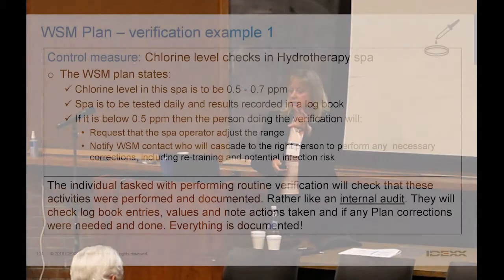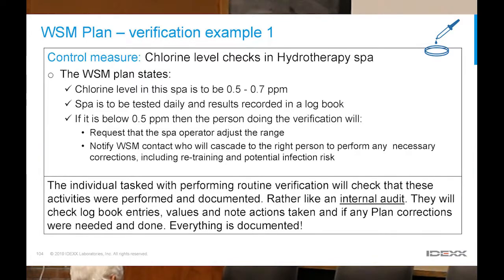So say, for instance, that you've identified that the hydrotherapy pool in the hospital or in the hotel or wherever you are is a risk. There's potential of hazard there, right? So you've said, we want to make sure that we control the risk by implementing a chlorine level between 0.5 and 0.7 ppm. Has to be tested daily, and you've identified who's going to do that. The results are recorded in either a paper or an electronic logbook.